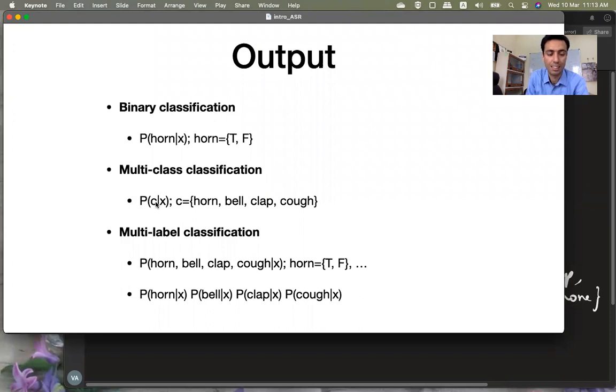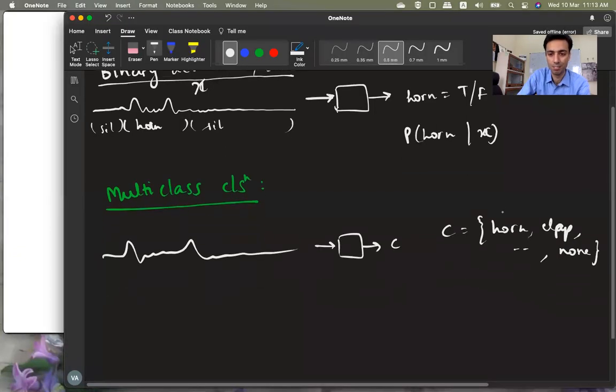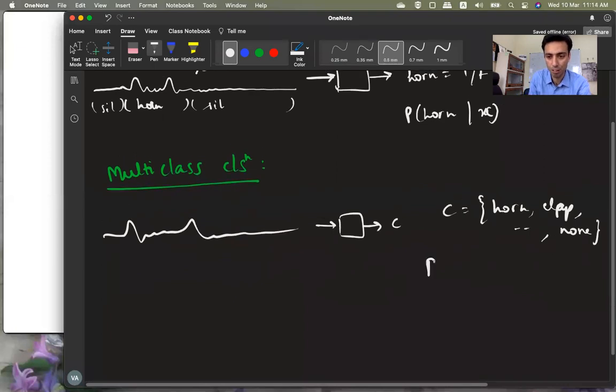So you want to estimate the probability of C given X, where X is your input sequence and C is one of these categories. It's called a categorical distribution: probability of C given X, where C can take 5 values. It's like a PMF. It's also called a categorical distribution.